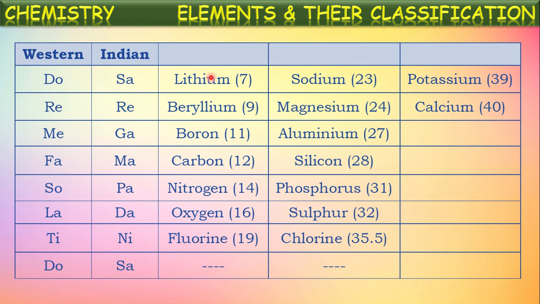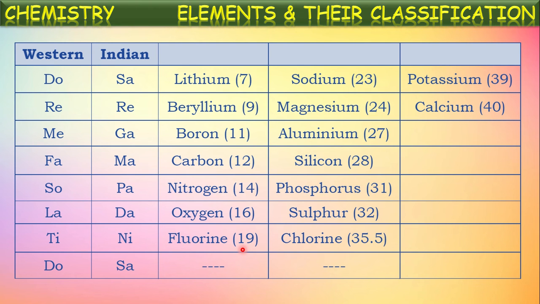Now it is observed that the properties of lithium and sodium are similar. And for sodium, the consecutive eighth element is potassium if you count. The properties of sodium and potassium are also similar. In the same way, for nitrogen, the consecutive eighth element is phosphorus, and their properties are similar. And for fluorine, the consecutive element in this set is chlorine. The properties of chlorine and fluorine are similar.